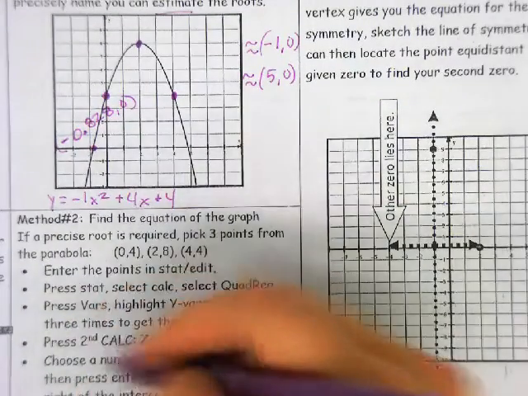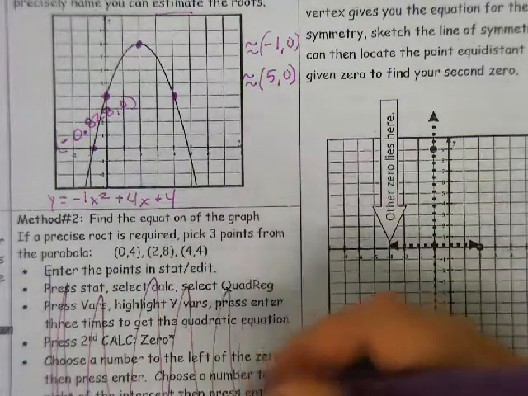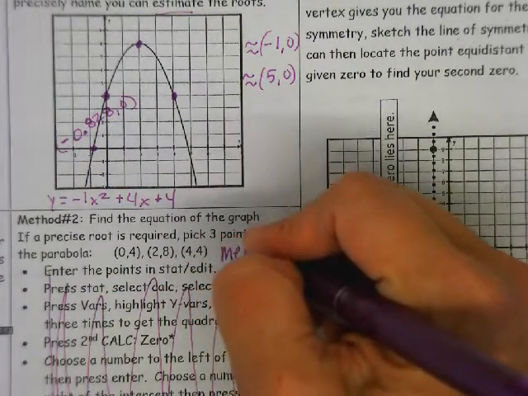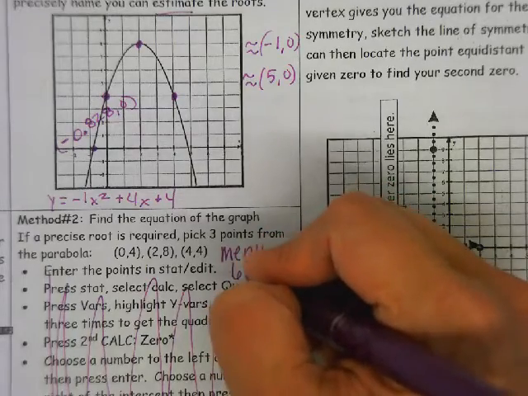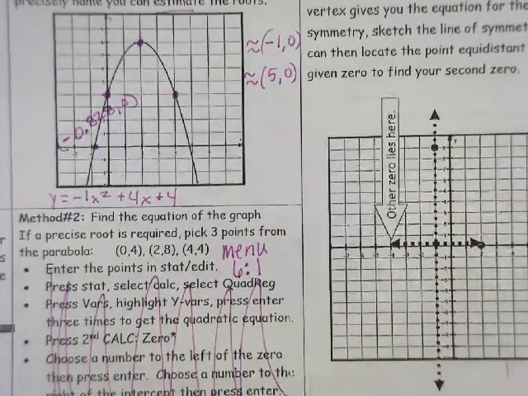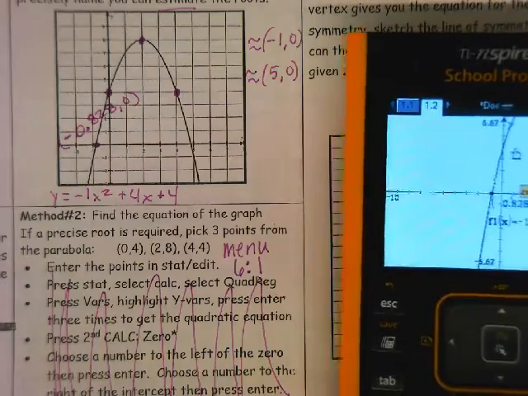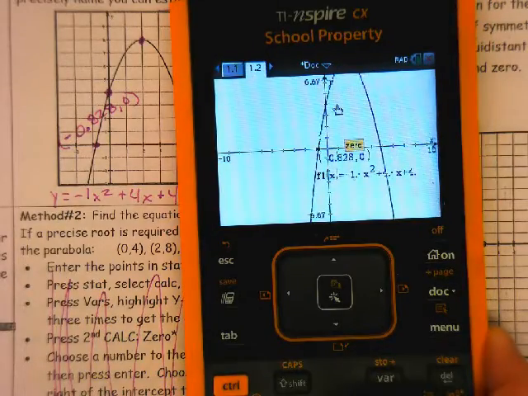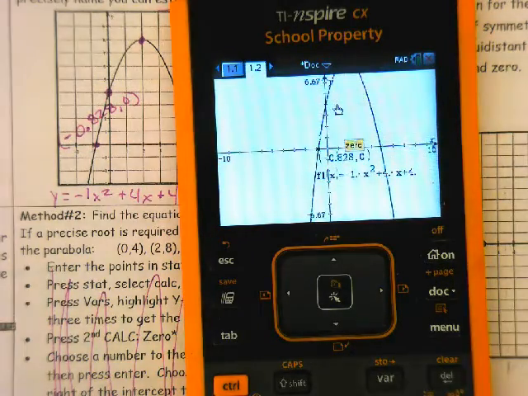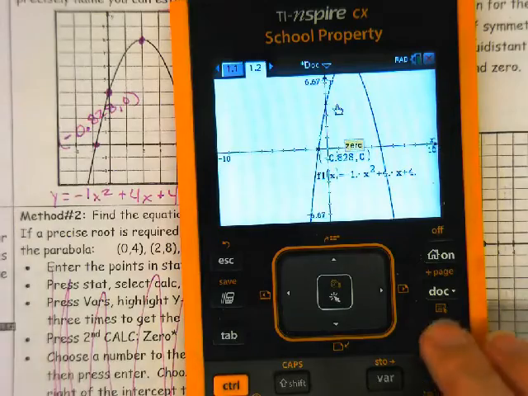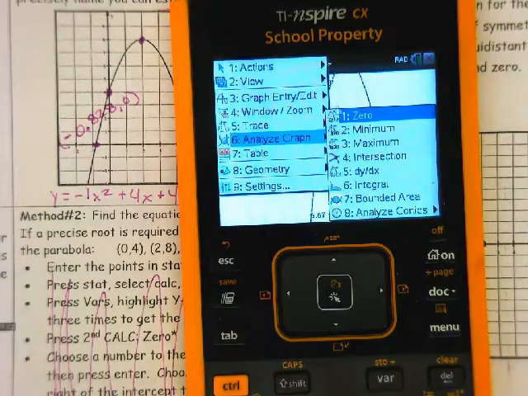Okay? Down here, we're just going to write those steps. We did menu 6-1. Okay? And we're going to do that on the second one as well. Okay? So try that. So we're going to say for the second one, menu 6-1.